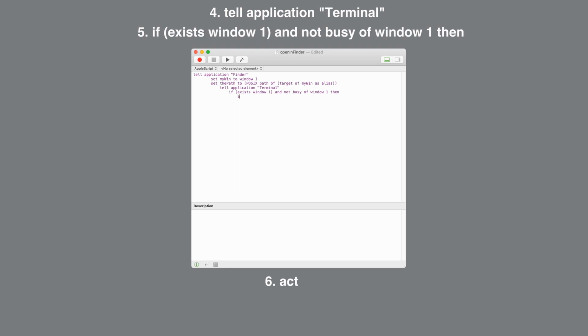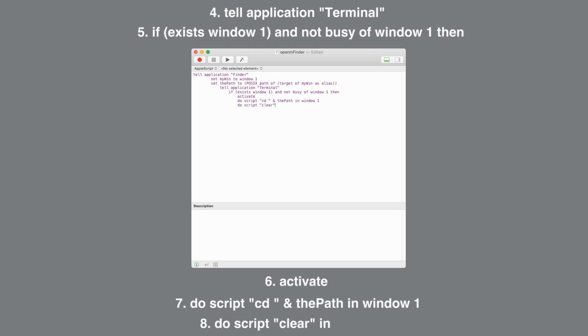Then we activate the Terminal. This is basically the equivalent of selecting a terminal window. And now we can add do script "cd" and the path in window 1, and do script "clear" in window 1. The first do script line tells the terminal to cd into our path. The second is optional and for cleanup of the terminal window.